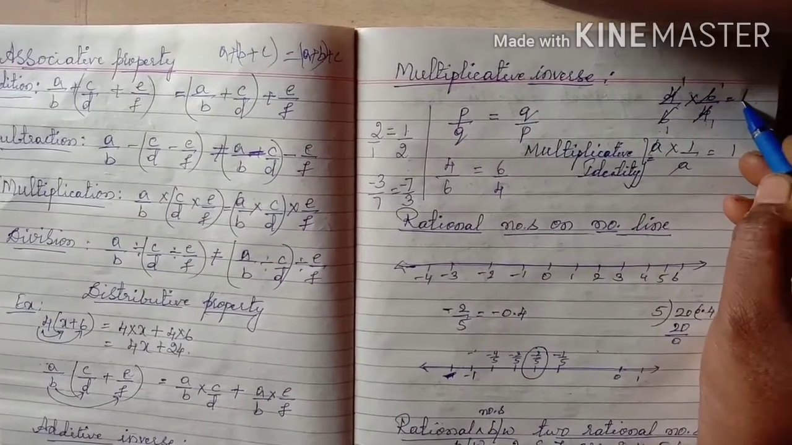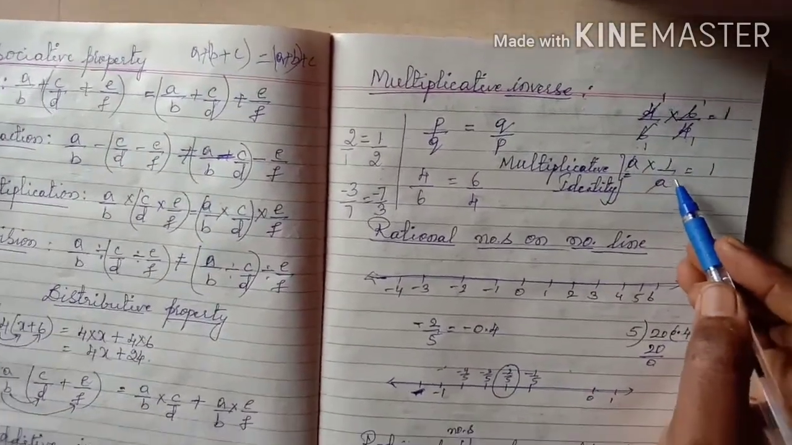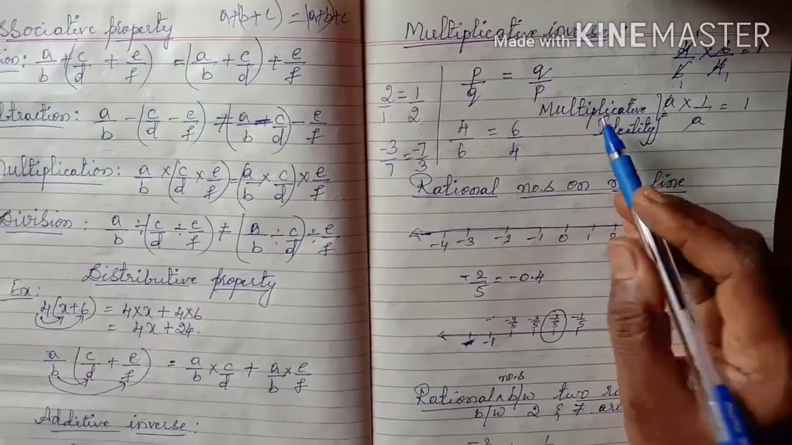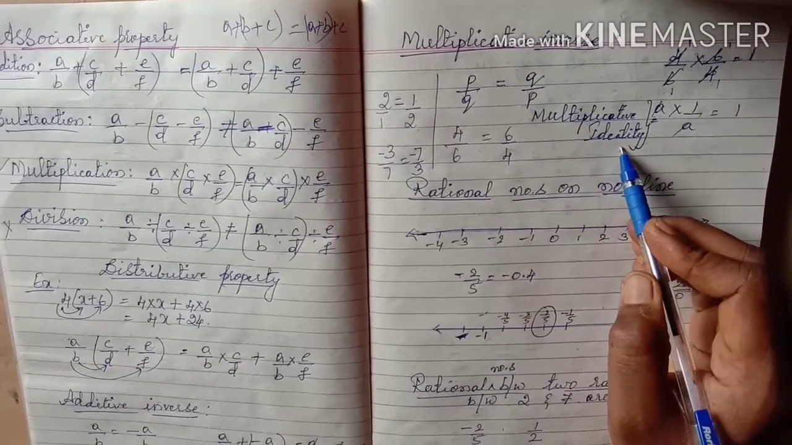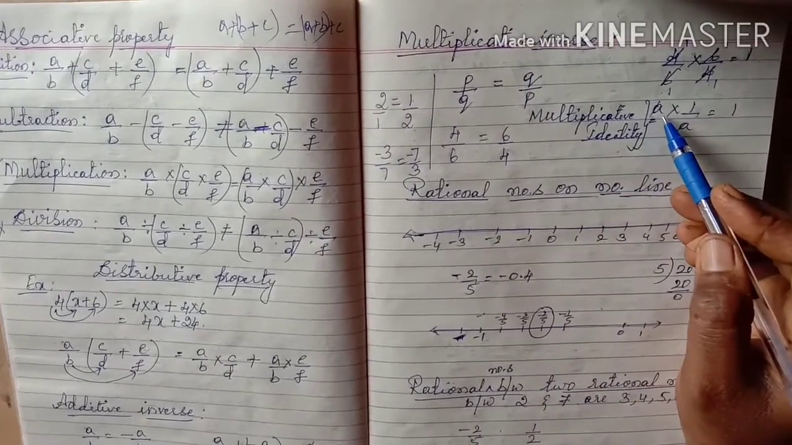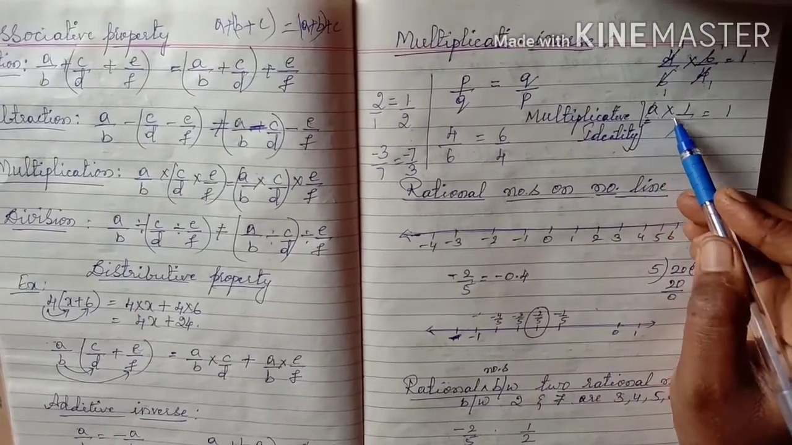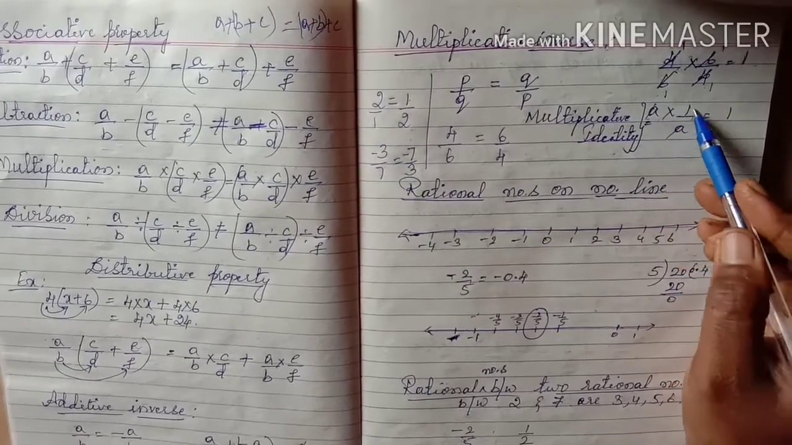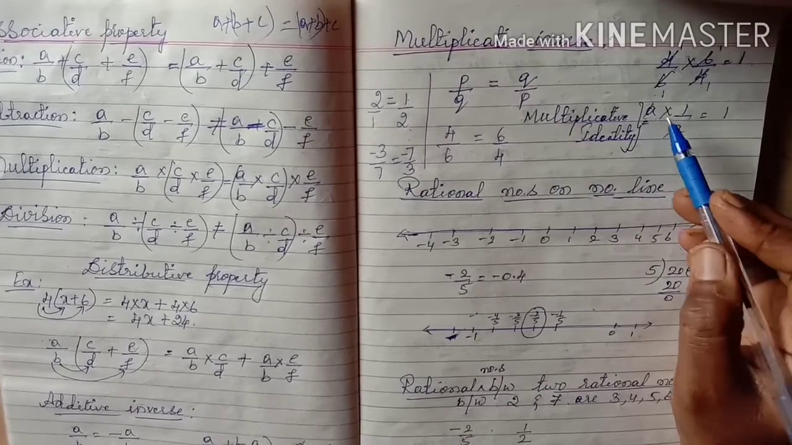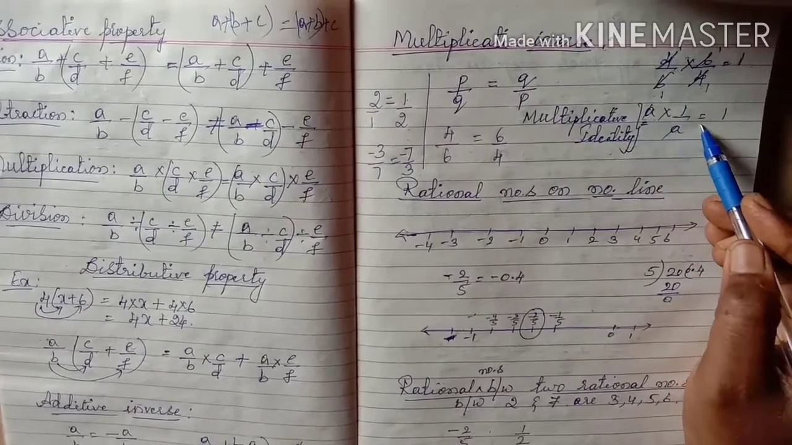1. Okay, children. So from this we understood the multiplicative identity. What is the multiplicative identity? See here, one rational number I have taken, a. The multiplicative inverse of a is 1/a. Yes or no, children? So a into 1/a is what? 1.